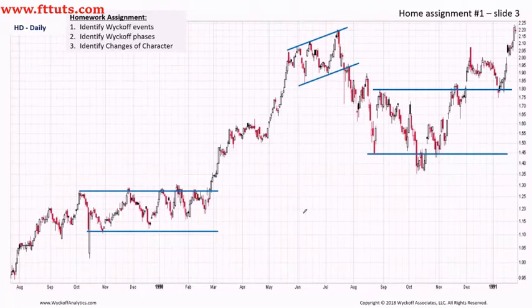Okay, great. So what catches your eye the most in this formation? It's the buying climax followed by a deep automatic reaction.